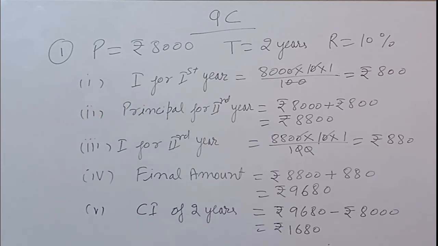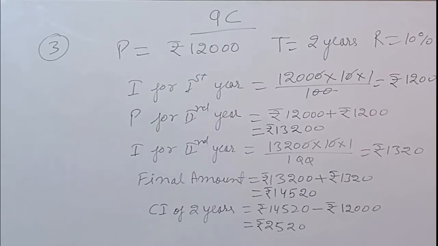Now interest for the second year will be the principal for the second year multiplied by rate of interest multiplied by the time 1 upon 100, that is 8800 into 10 into 1 upon 100, that is rupees 880. Final amount we have to find out, that will be the principal for the second year and the interest for the second year, that is 8800 plus 880, that is rupees 9680. Compound interest for the 2 years equal to the final amount minus the principal of the first year, that is 9680 minus 8000, that is rupees 1680. So in that manner you can do question number 1.